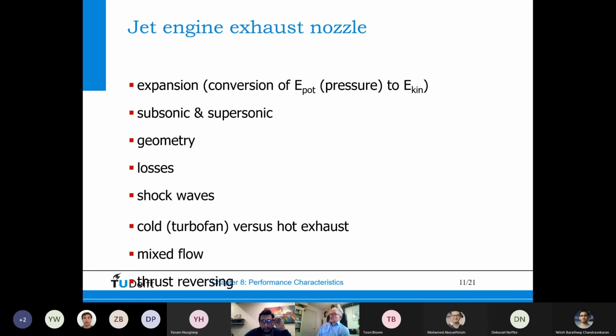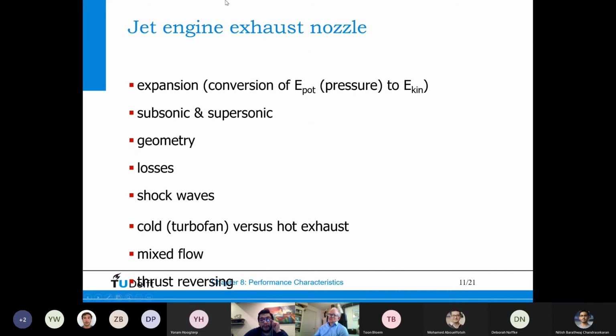Then we go to the exhaust nozzle. Are there any questions, by the way? No, then we go to the exhaust nozzle. So the exhaust nozzle is to establish expansion of the gas, to convert potential energy, which is high pressure, downstream of the last turbine into kinetic energy, which is high velocity.